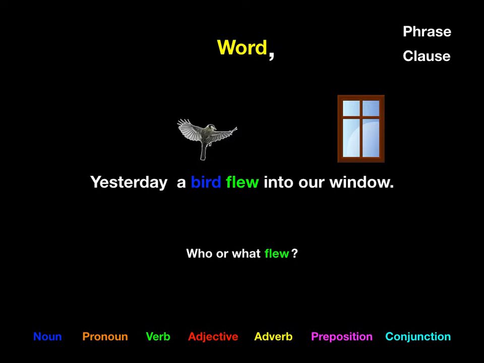As we just mentioned, a, an, and the are always adjectives. Therefore, a is describing bird and is part of our subject. However, we also have the word yesterday. Since yesterday denotes time, it answers when a bird flew into the window, it would be considered an adverb. Therefore, we will need to place a comma after yesterday. Yesterday, comma, a bird flew into our window.